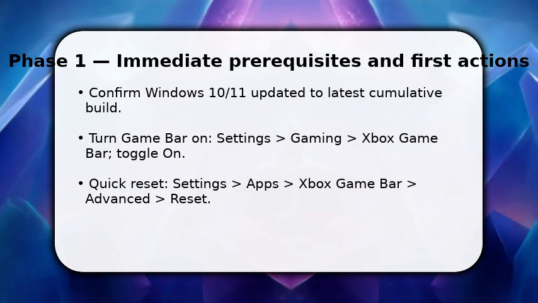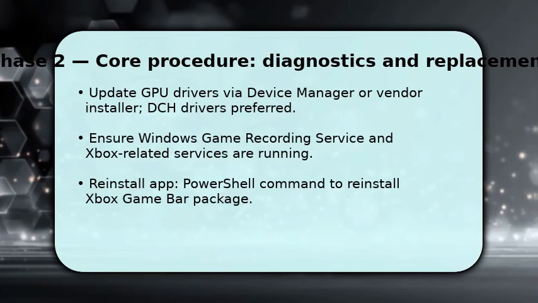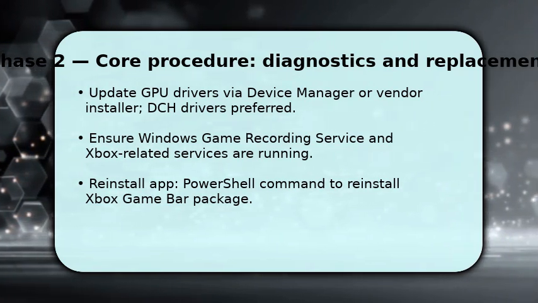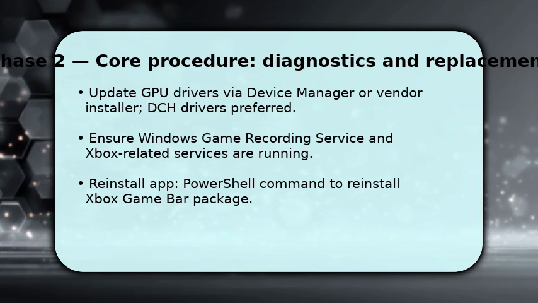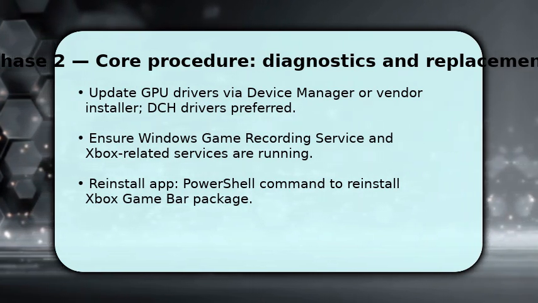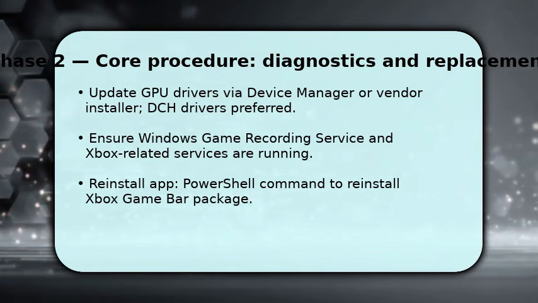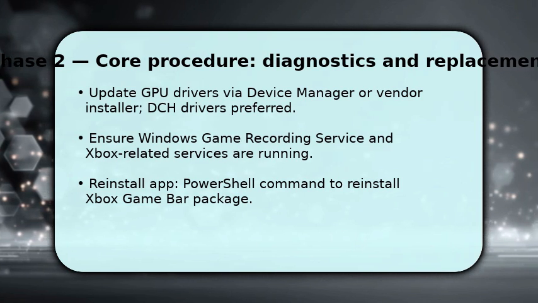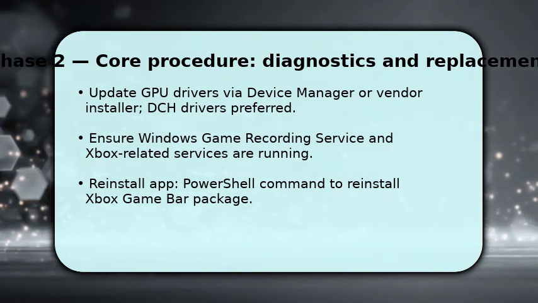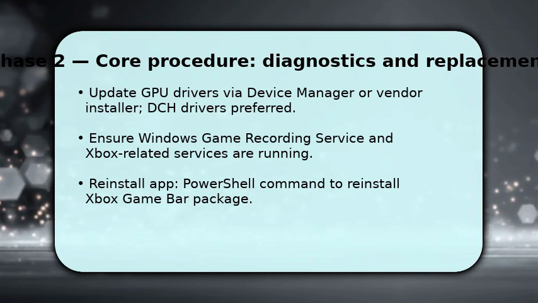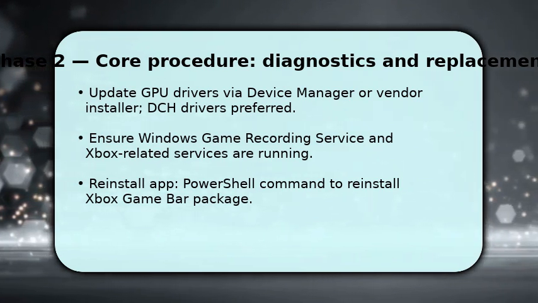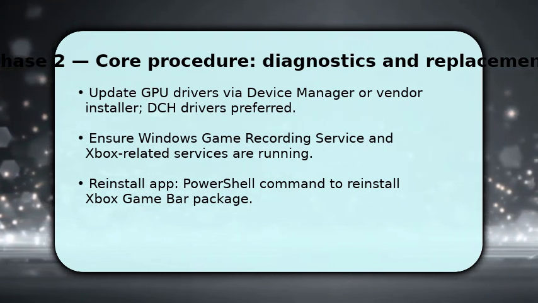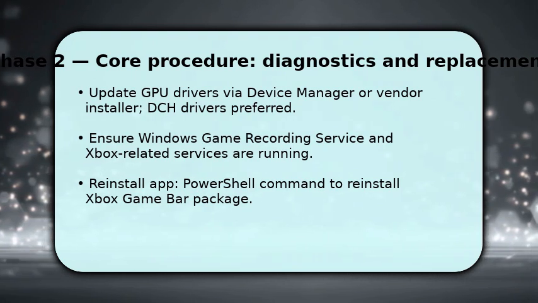You now handle the middle, more technical steps. Update your GPU drivers using Device Manager or the GPU Vendor Installer. Choose DCH drivers if offered, because compatibility improves. Then check services. Open services and confirm Windows game recording and Xbox-related services are set to manual or automatic and are running since Gamebar depends on them. Once done, reinstall the app with PowerShell by removing and reinstalling the Xbox Gamebar package. This replaces corrupted binaries and restores missing dependencies, making the bar functional again.